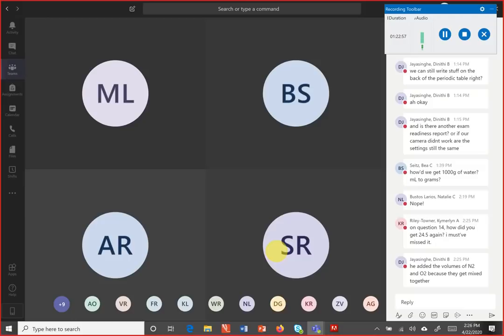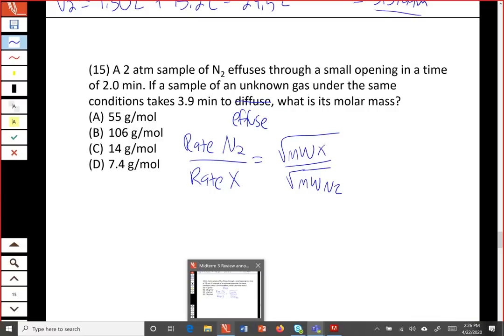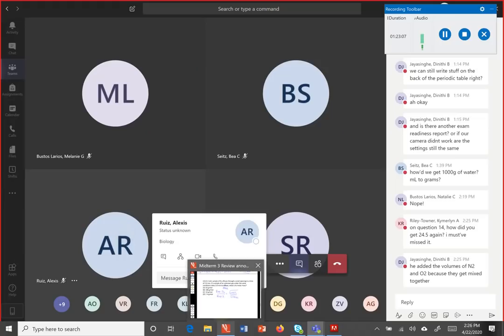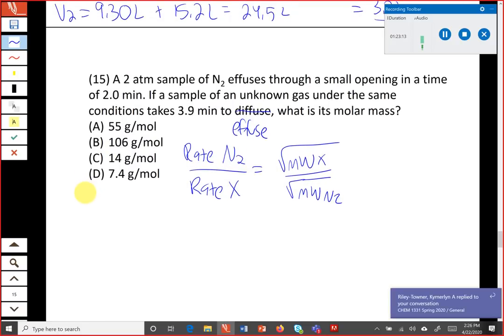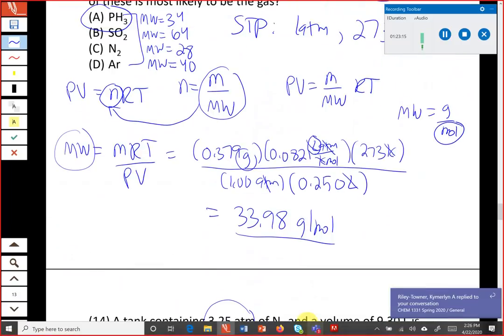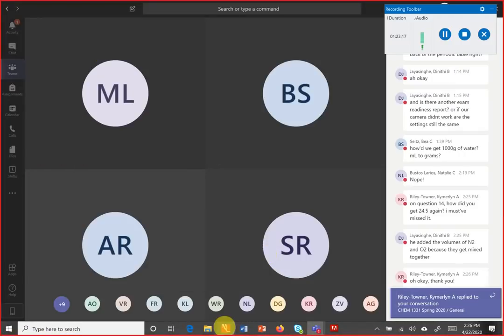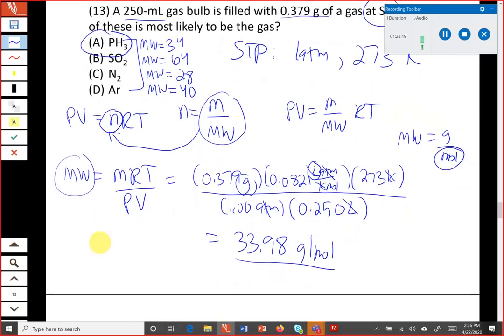Kimberlin, sorry if I said that wrong, asked about how I got the volume in question 14. That's the sum of the two individual volumes. That is correct. So when you mix together, you're basically connecting both tanks together, and that gives you the sum of the volume when they're allowed to mix. So if we're clear on that, I'll move on. Okay, good. Sorry, this got a little bit off sequence here.